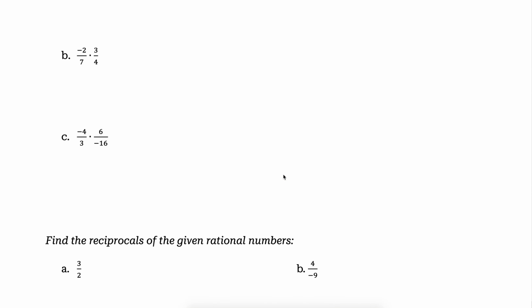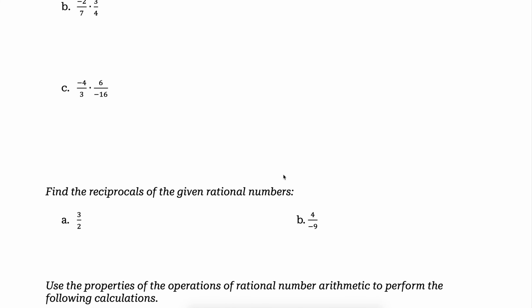And I'm actually going to do these examples slightly out of order. I want to look at these two in the middle here. It says find the reciprocals. Those are our multiplicative inverses for these rational numbers. It's literally just flipping them upside down. So the multiplicative inverse or reciprocal of 3/2 is 2/3. The reciprocal of -4/9 is -9/4. So it does not change in terms of positive or negative. It's literally just flipping it upside down.